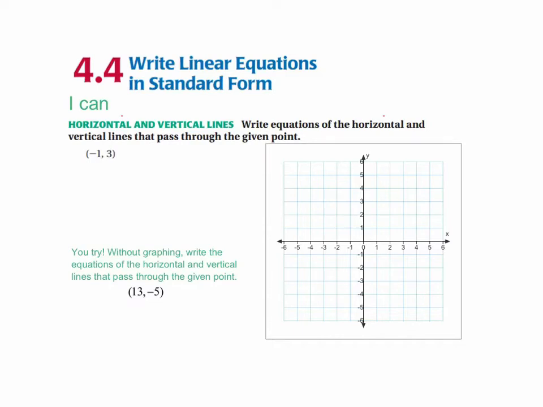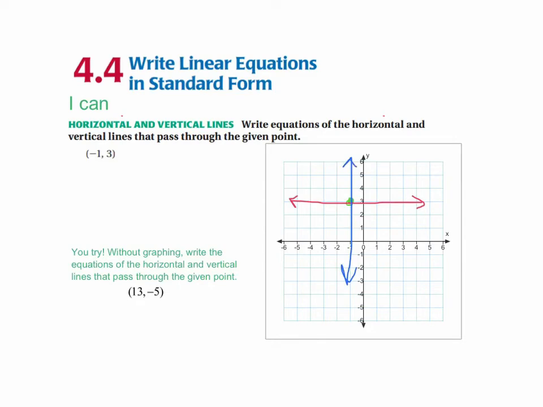The instructions here say write equations of the horizontal and vertical lines that pass through the given point, okay? So they gave me the point -1, 3, and we're going to do this first one on a graph, but the second one I'm going to have you try without a graph. So the point -1, 3 is right here, right? Okay. Now, I think everybody will agree there is a horizontal line that goes through this point, and there is a vertical line that goes through this point, okay?